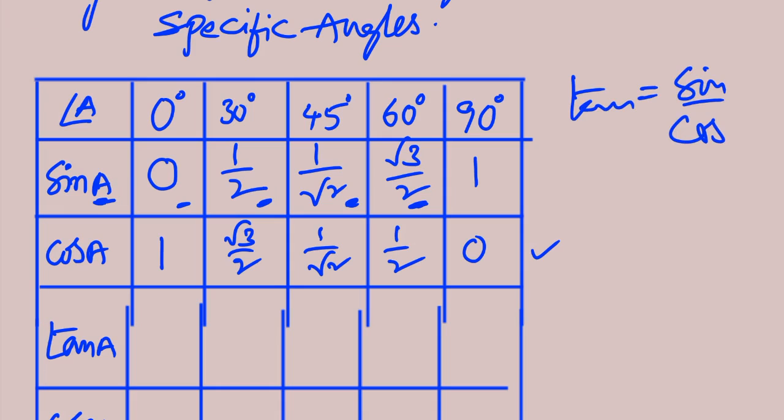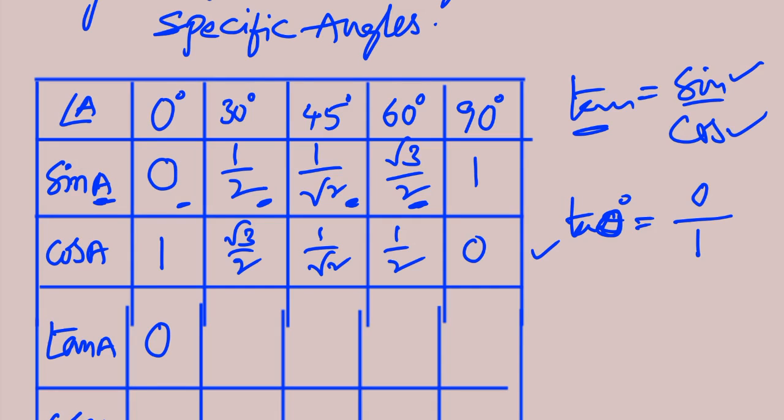Sin by cos means tan. If you want the tan value, take the sin value by the cos value. For example, you want tan 0. So tan 0 degrees, how much? First, sin 0 value is 0 and cos 0 value is 1. So 0 by 1 equals 0. Write it here. 0 by 1 equals 0.